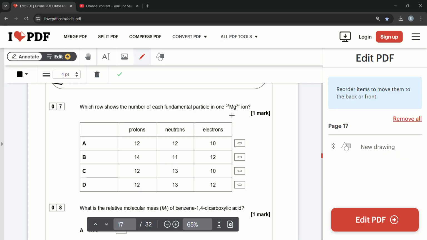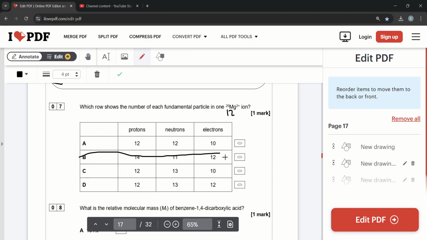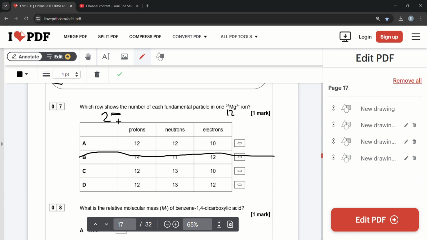So it should be a 12 here if you look at the periodic table. So the number of protons is obviously going to be 12, so we can eliminate B. Number of neutrons is going to be the top number minus the bottom number, 25 minus 12, which is going to be 13. So now we can eliminate A, because that says 12 neutrons, and it's clearly 13.